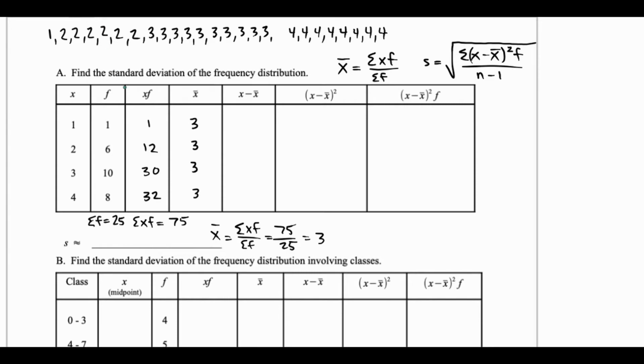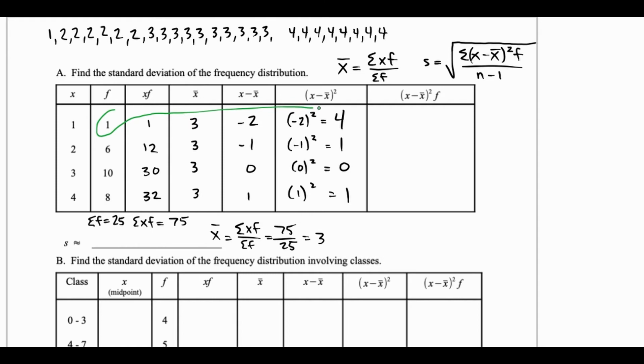Then we want to do x minus x bar. So you do 1 minus 3 to get negative 2. 2 minus 3 makes negative 1. 3 minus 3 is 0, and 4 minus 3 is positive 1. Then you want to square the values that you found. So we'll do this, and we'll get 4, 1, 0, and 1. The last step is to multiply the frequency times the square that we got there.